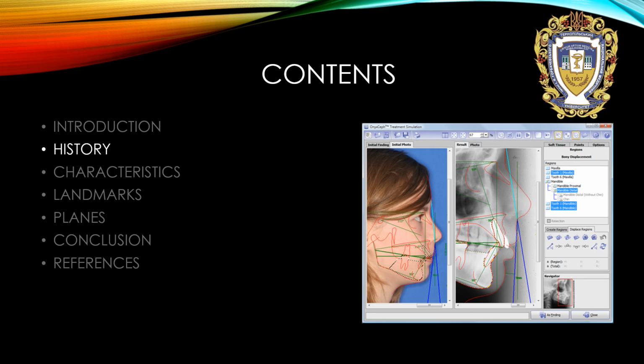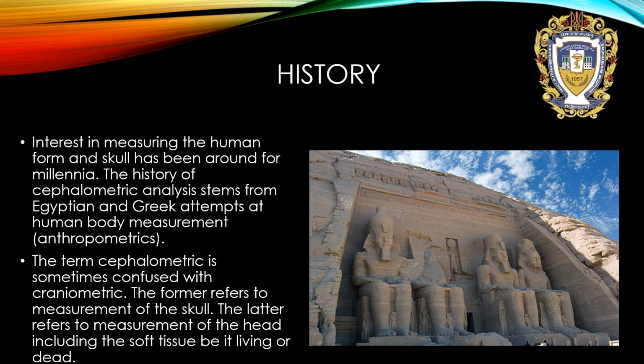History. Interest in measuring the human form and skull has been around for millennia. The history of cephalometric analysis stems from Egyptian and Greek attempts at human body measurement, anthropometrics. The term cephalometric is sometimes confused with craniometric. The former refers to measurement of the skull. The latter refers to measurement of the head, including the soft tissue, be it living or dead.